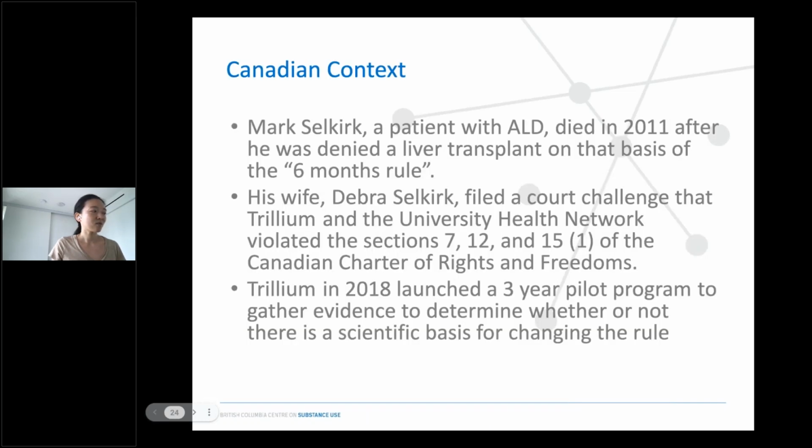What about the Canadian context? I'm sure everyone has heard that there was a patient, Mark Selkirk, with alcohol-related liver disease who died in 2011 after being denied transplantation based on the 6 month rule. His wife, joining with the wife of another patient who passed away under the same rule, challenged this in the Ontario courts, filing a challenge that his rights and freedoms guaranteed under the Canadian Charter were violated. In response, Trillium, the Ontario transplantation program, launched a 3-year pilot program to gather evidence on whether there is a scientific basis for the 6 month rule.